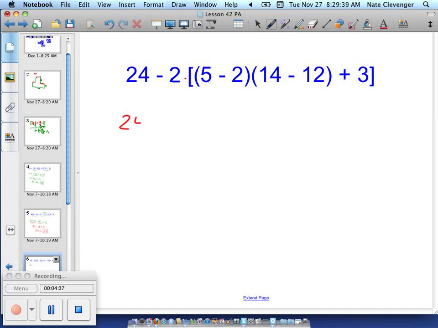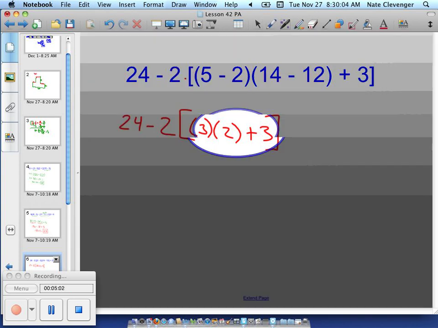So I'm going to rewrite that. 24 minus 2. Inside brackets. You said 5 minus 2 is 3. 14 minus 12 is 2. Plus 3. Now see how much simpler that looks if you just rewrite it? The arithmetic there, Kenny, wasn't a whole lot more difficult, but now it's simplified down a bit. We still need to focus 18.